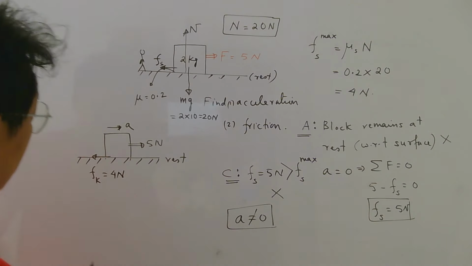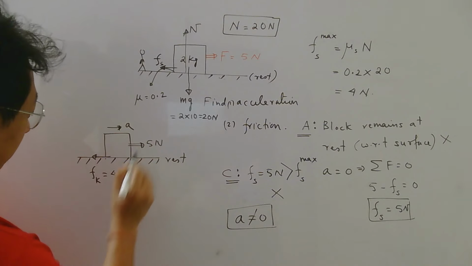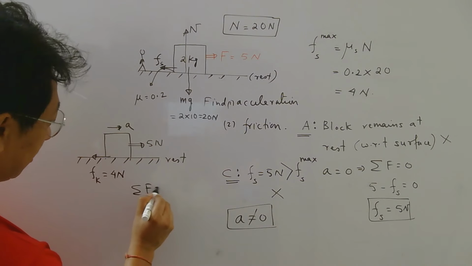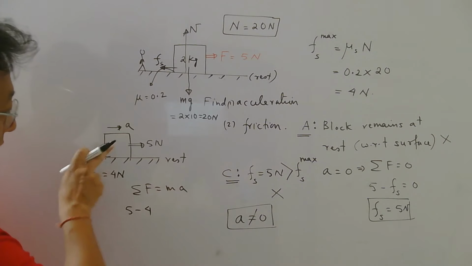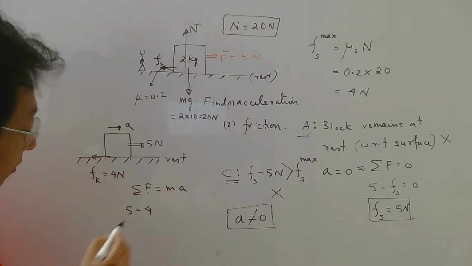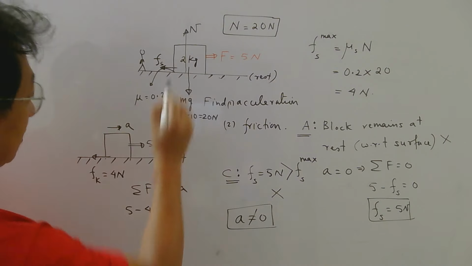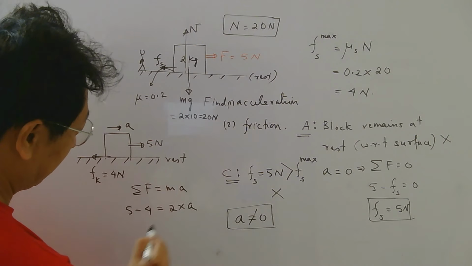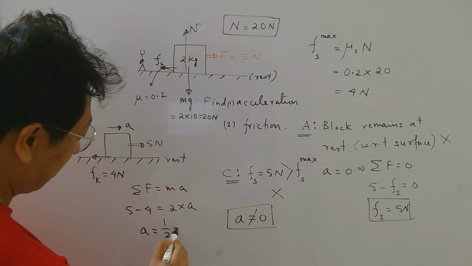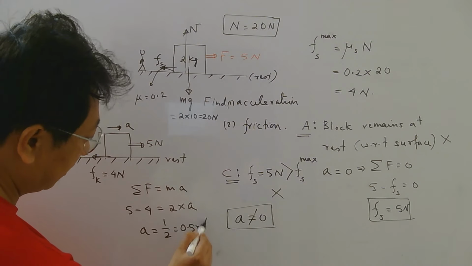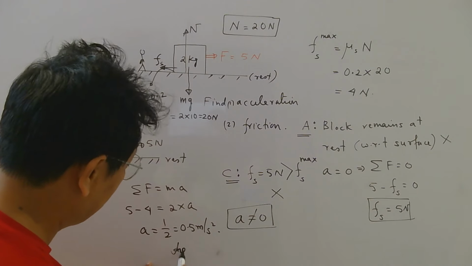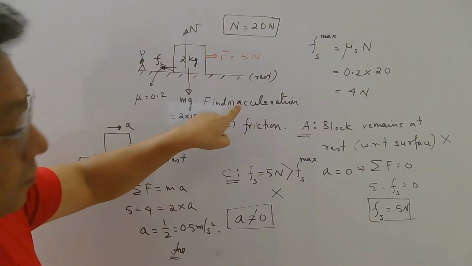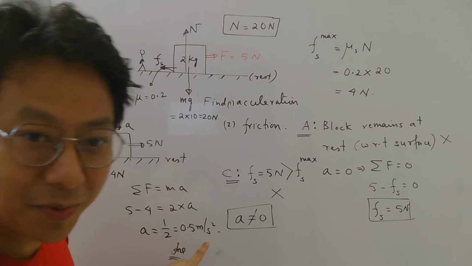Isn't it? So what will be Newton's law now? Total force will be how much? Net force equals ma. What is the net force? 5 minus 4. Here 5, here 4. So 5 minus 4 equals mass, which is 2, into a. So a will be 1 by 2, which is 0.5 meter per second square. So this would be the answer of this question. So the first answer is 0.5 meter per second square.